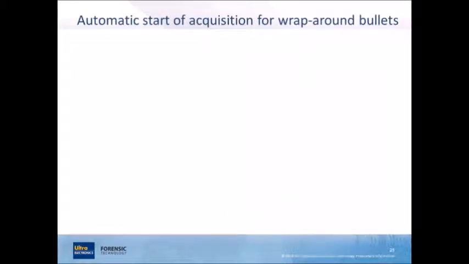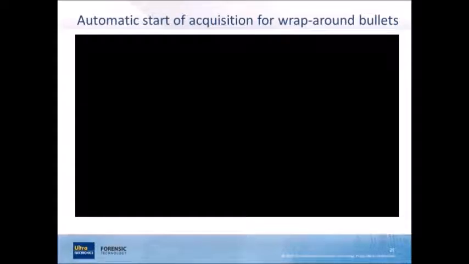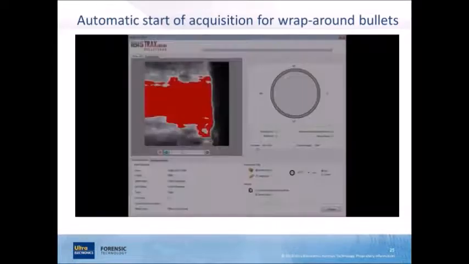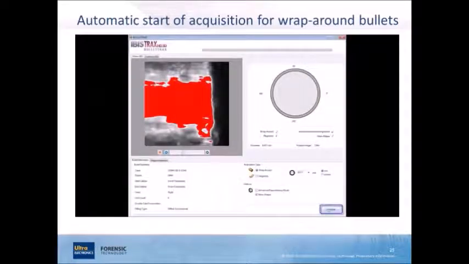Another feature that adds a little speed to the process of acquiring bullets is that the acquisition now starts automatically for pristine bullets once you set the start position and the initial topography location. We can see it here in action in this acquisition. The wraparound option is selected and the advanced repositioning mode is not enabled.